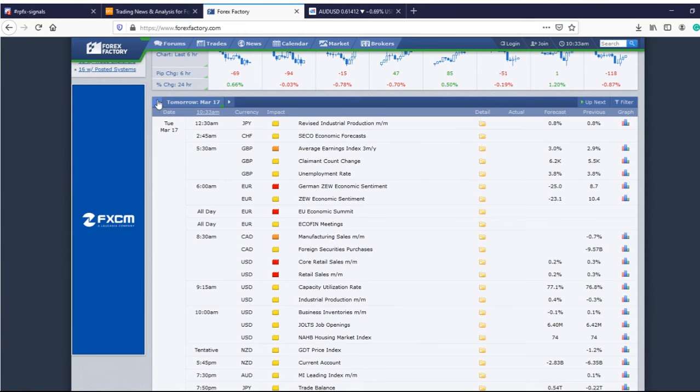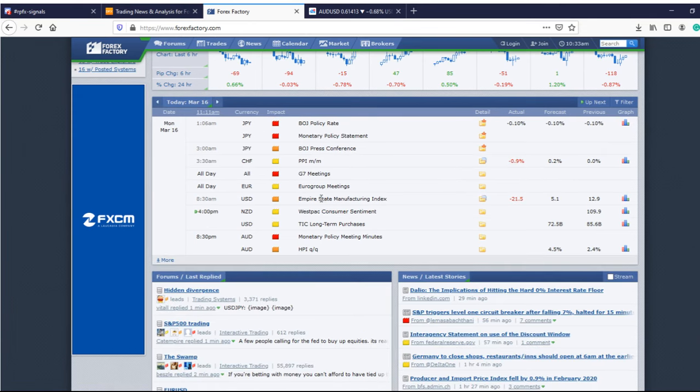We had some pretty bad data for the dollar. Empire State Manufacturing Index, negative 21.5 compared to the forecast of 5.1. Now that is pretty low if you ask me. And it's obviously a reflection of the current Black Swan event, and it just tells you that much of the global markets are in trouble.